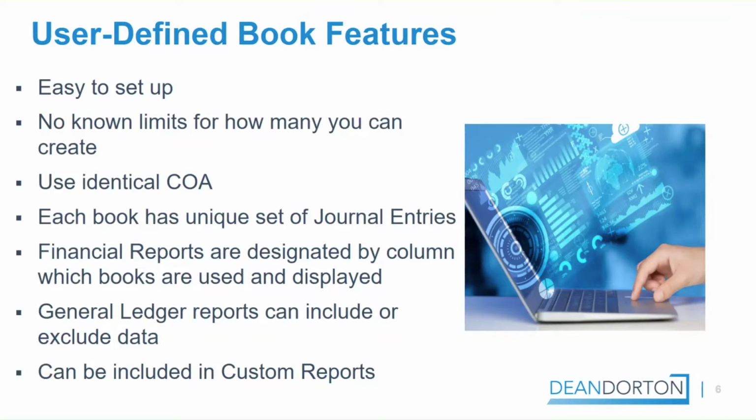When we're creating financial reports that utilize those user-defined books as well, we are able to designate by individual column which books we're actually using. And we're going to show an example of that a little later on in our demo. But we can actually look at one report, and each column could actually be reflecting a different book, if you will, which will allow us to have a lot more flexibility in reporting. Also, we are able to make some changes to how we would normally see general ledger reports or even custom reports by utilizing those user-defined book features.